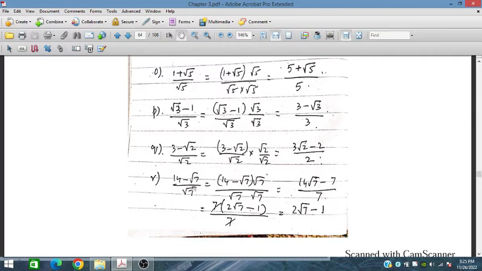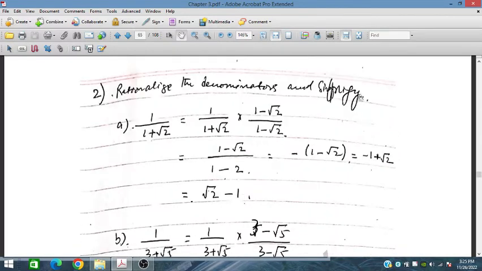This is very important. Now rationalize the denominator and simplify. So here in the denominator we have 1 plus under root 2. If you multiply this with 1 minus under root 2, it becomes a plus b and a minus b, so a plus b times a minus b becomes a square minus b square. So this a square is 1 and b square, under root 2 squared, is 2, and in the numerator we have 1 minus under root 2. So here we have minus 1. So this minus will appear here. So 1 minus under root 2 divided by minus 1 is equal to minus 1 plus under root 2. So this is under root 2 minus 1.